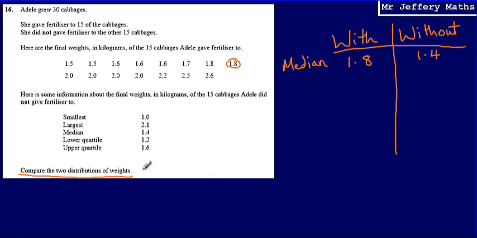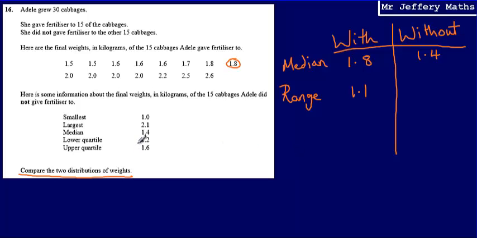Then I need to compare a measure of spread. And the easiest one I would say to use here is going to be the range. So my range for the data here is going to be, with the fertiliser, well, the largest cabbage was 2.6, the smallest was 1.5, and so to calculate the range, I'm just going to subtract 1.5 from 2.6, so subtract the smallest from the highest, and that gives me 1.1.